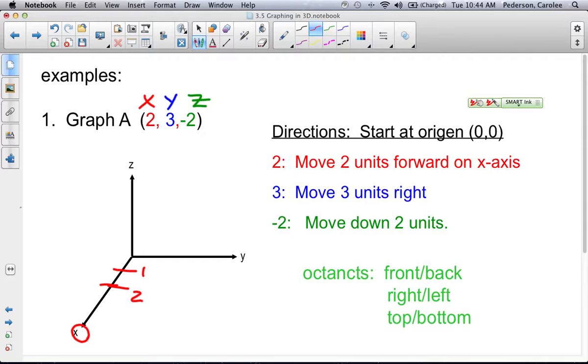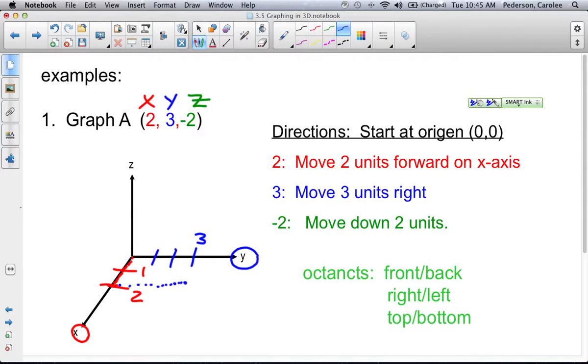Then we're going to go right or left, depending if it's a positive or negative. In this case, it's a positive 3. So we're going to move to the right along the y 3 units. So 1, 2, 3. So now our point so far is down front 2, and then right 3. So we're right here so far.